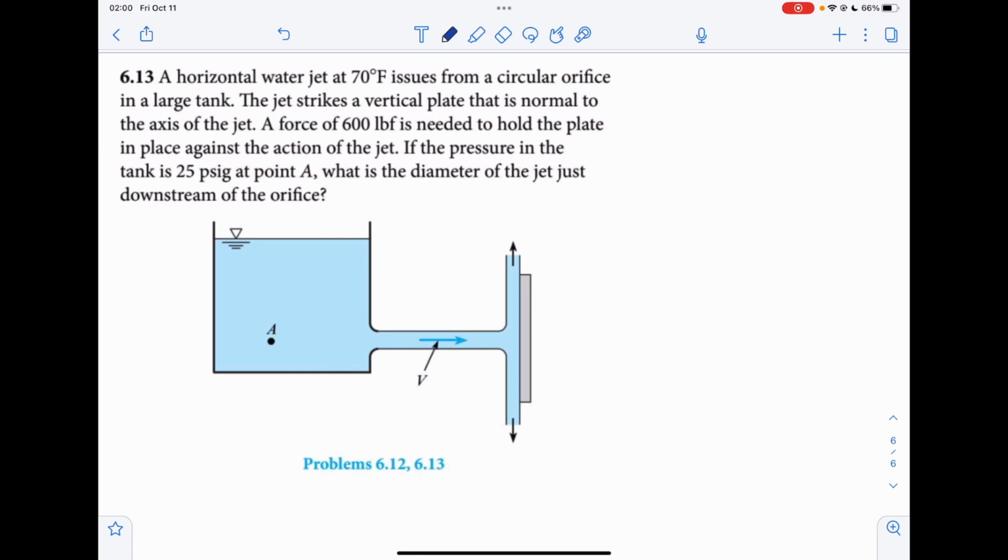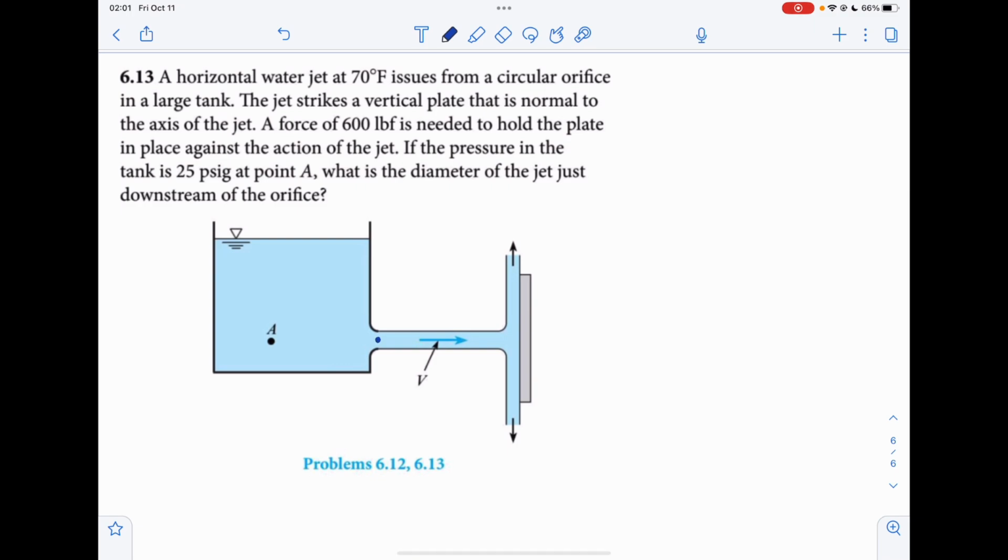6.13. A horizontal water jet at 70 Fahrenheit issues from a circular orifice in a large tank. The jet strikes a vertical plate that's normal to the axis of the jet. A force of 600 pounds is needed to hold the plate in place against the action of the jet. If the pressure in the tank is 25 psig at point A, what is the diameter of the jet just downstream of the orifice? So we have a point A here.